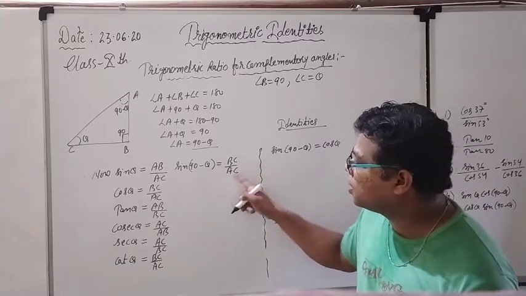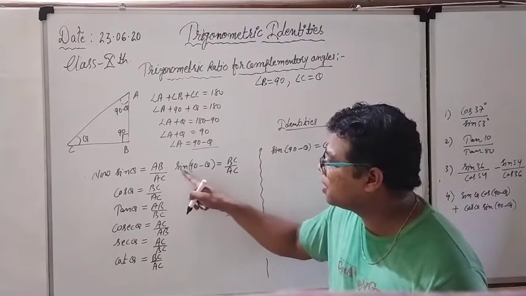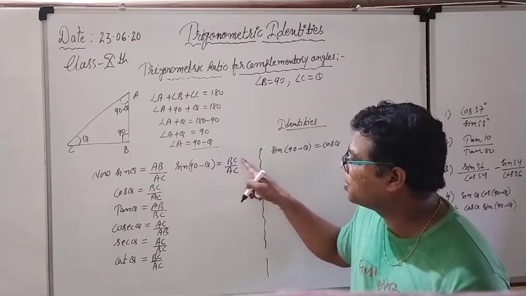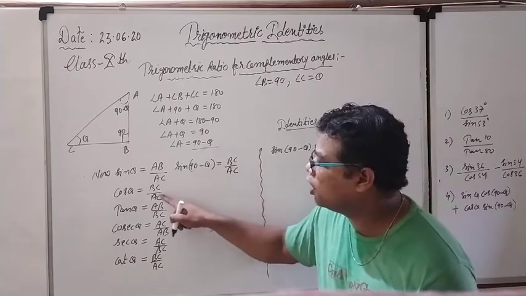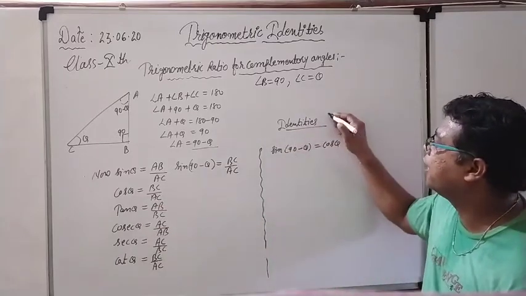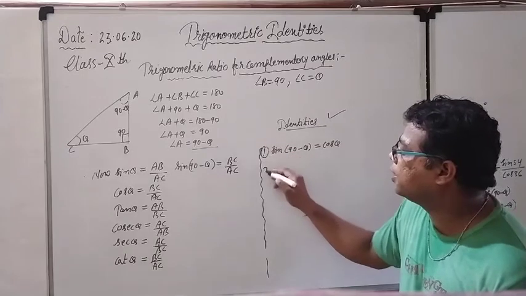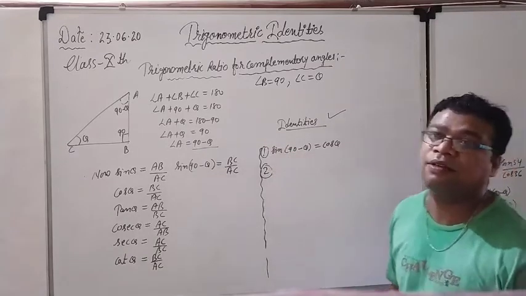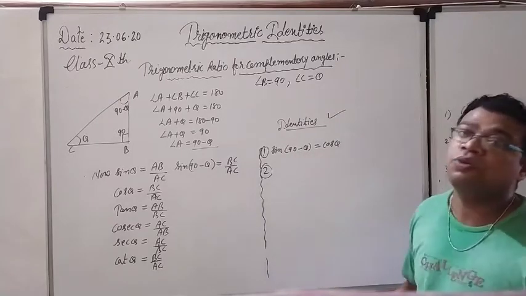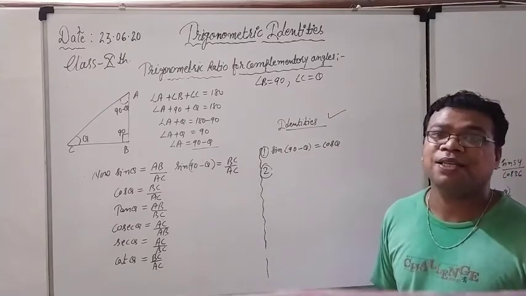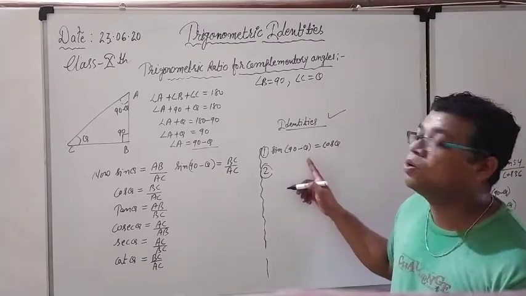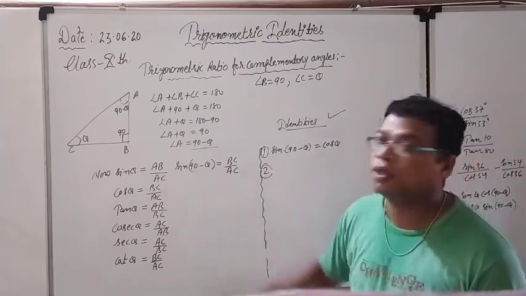This BC upon AC, whatever value I am getting for the sine 90 minus theta, BC upon AC, it is just equal to cos theta. So what is the conclusion? The conclusion is that this is an identity again. So the first identity I can write down right now, and what is that? Sine 90 minus theta is equal to cos theta. Sine 90 minus theta is equal to cos theta. This is the first identity, the conclusion which is coming out from this particular thing.